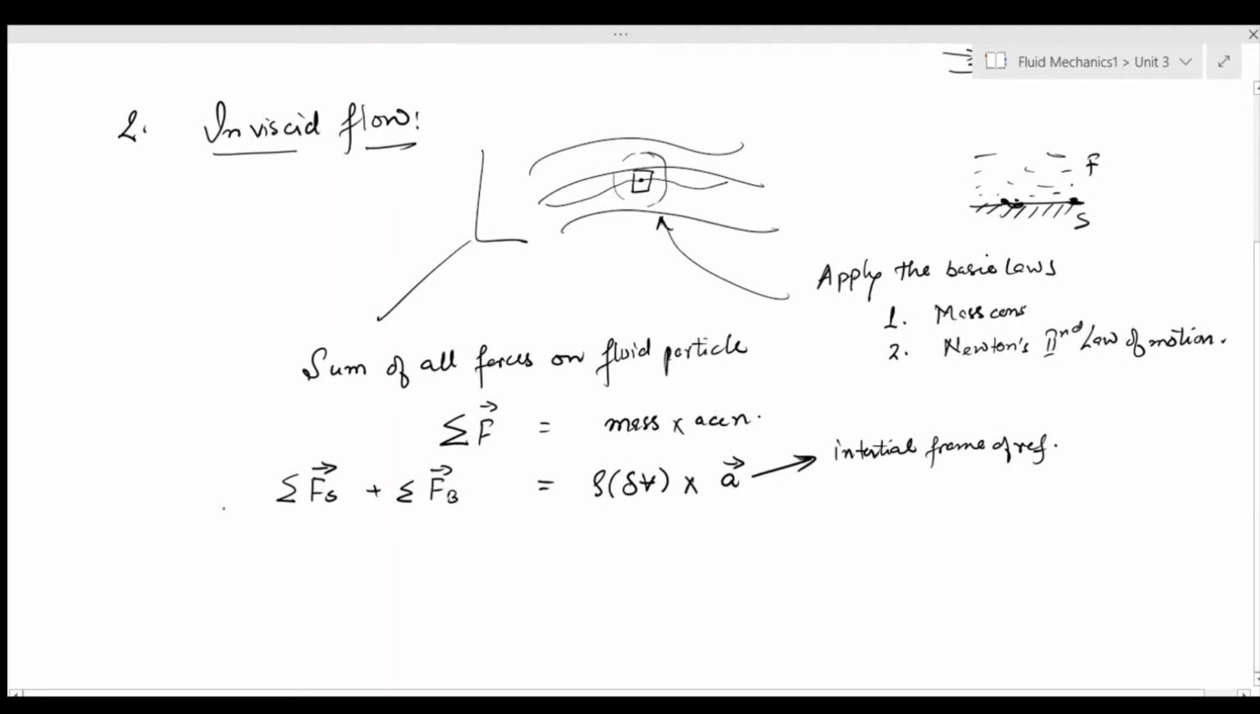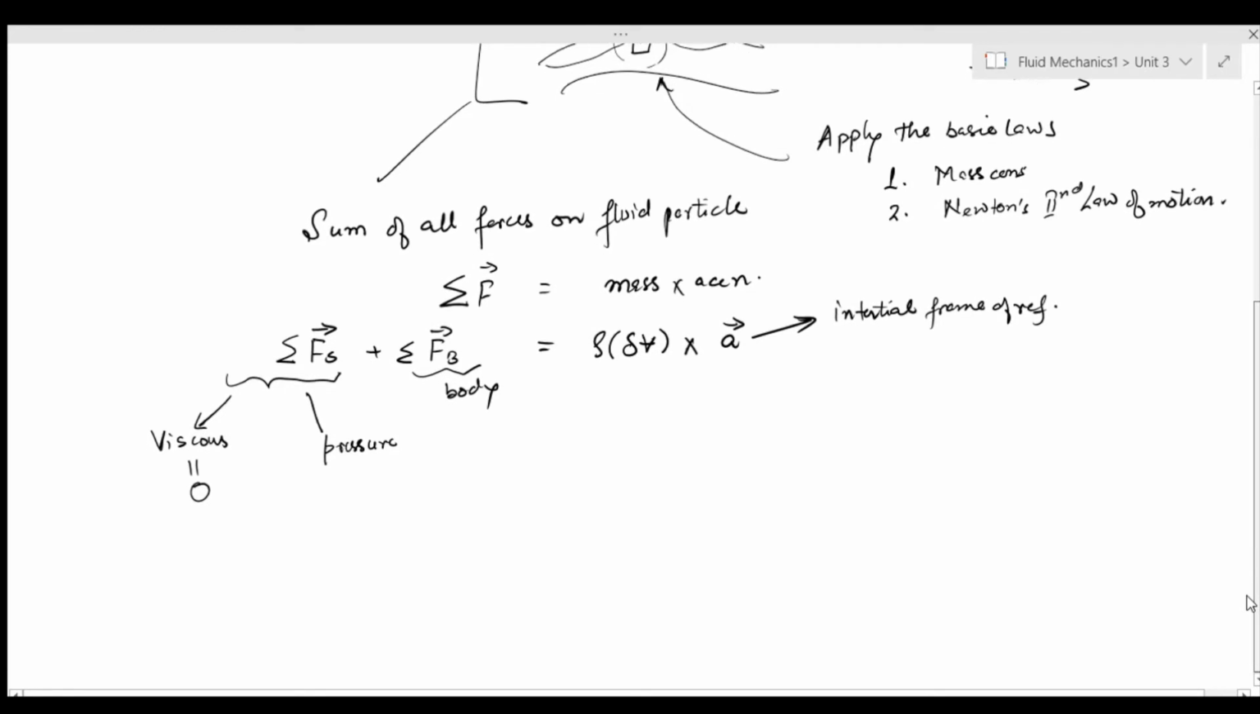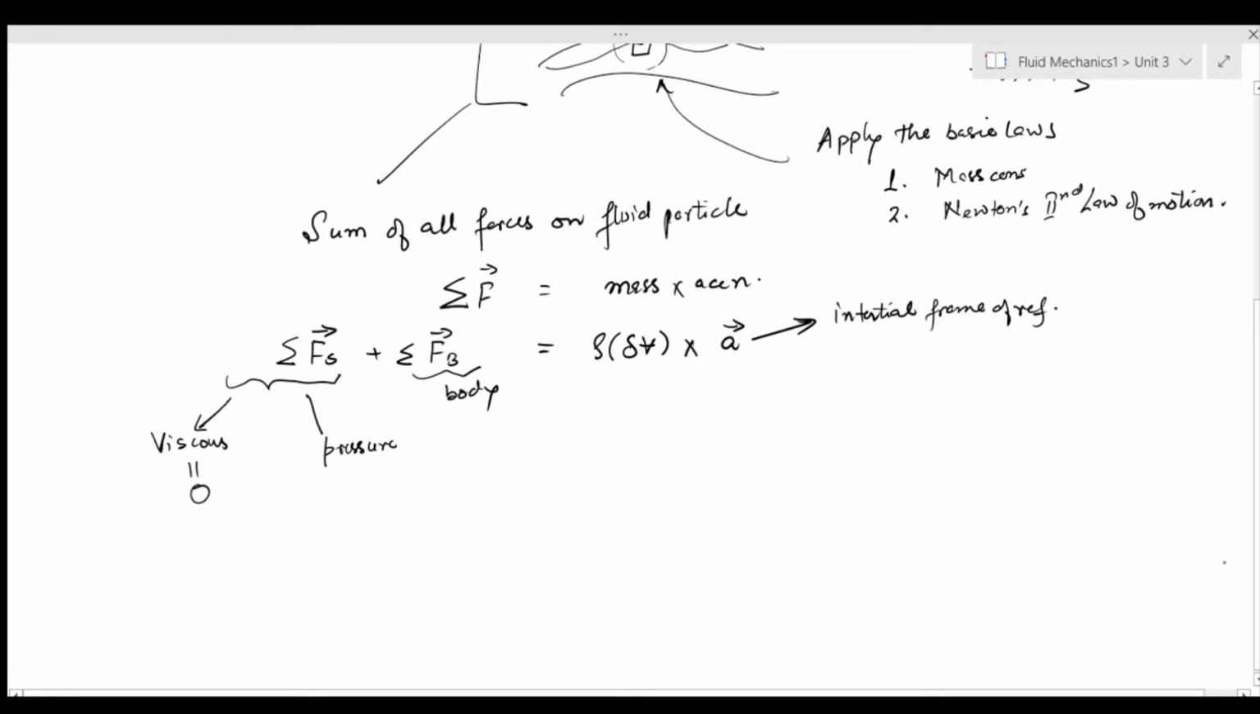Now, there are two types of surface forces which we are considering here. One is the viscous force, and the other is the pressure force. FB is the body force. Because of inviscid flow, we have taken the assumption that the viscous effects are not present. So the summation of Fs, the surface force, would only be due to pressure force. Let me write that as Fp.